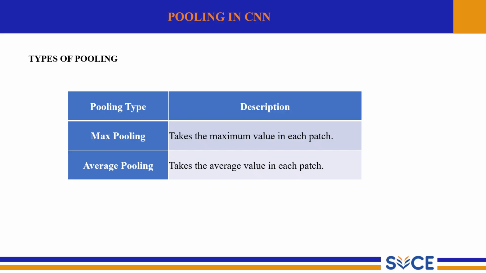Average pooling works differently. Instead of picking the maximum value, it calculates the average value of the patch. For the same 2 by 2 patch, 1, 3, 5, 2, the average value is 1 plus 3 plus 5 plus 2 divided by 4. So the value will become 2.75. So average pooling smooths the feature map, giving a representation of the overall presence of features rather than focusing only on the strongest activation. So it can be useful when you want to retain contextual information instead of just the strongest signals.